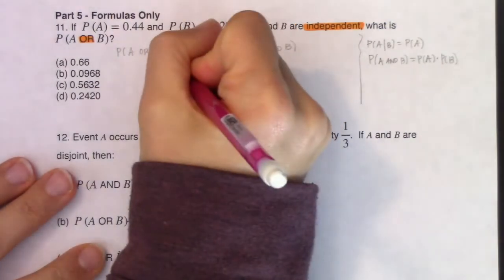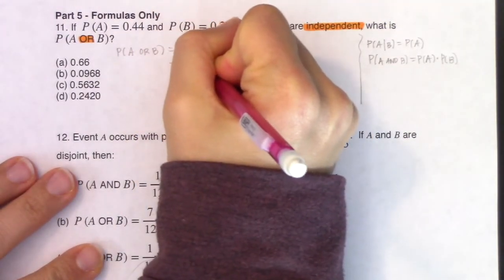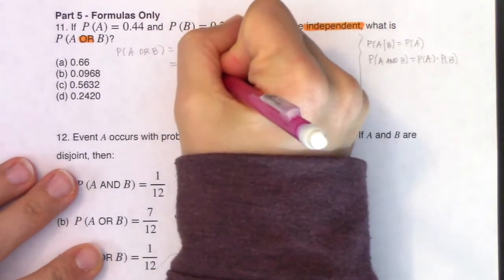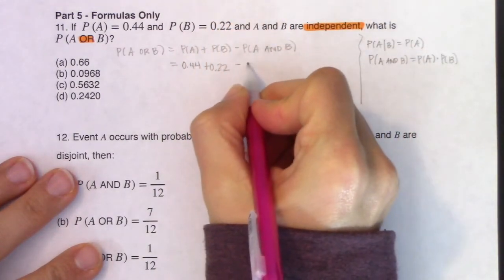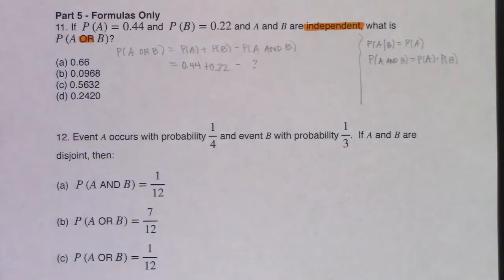All right, so I'll put the equal sign here. They told me the probability of A was 0.44. Right? They just straight up told me the probability of B was 0.22. And then here's where I get stuck, right? So we might say, well, I don't know what the probability of A and B is because they didn't flat out give it to me.